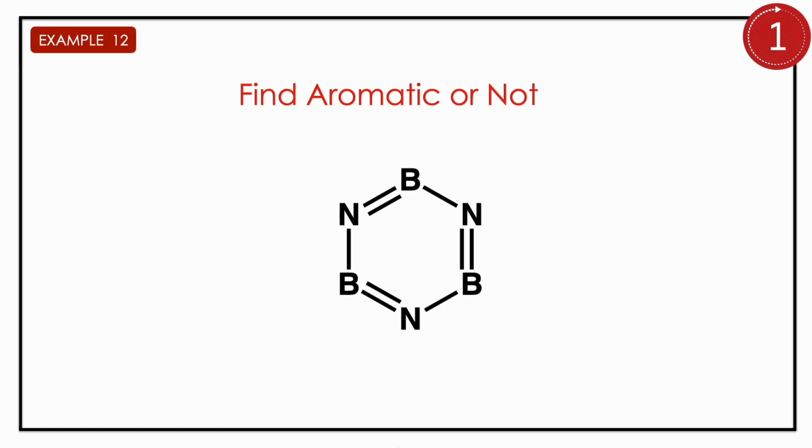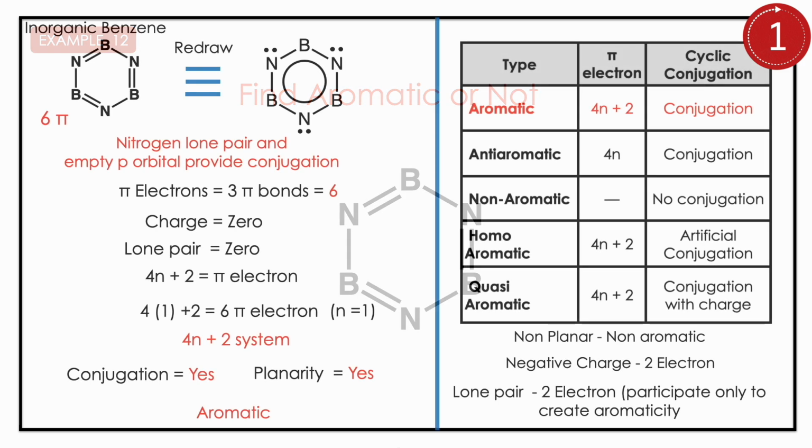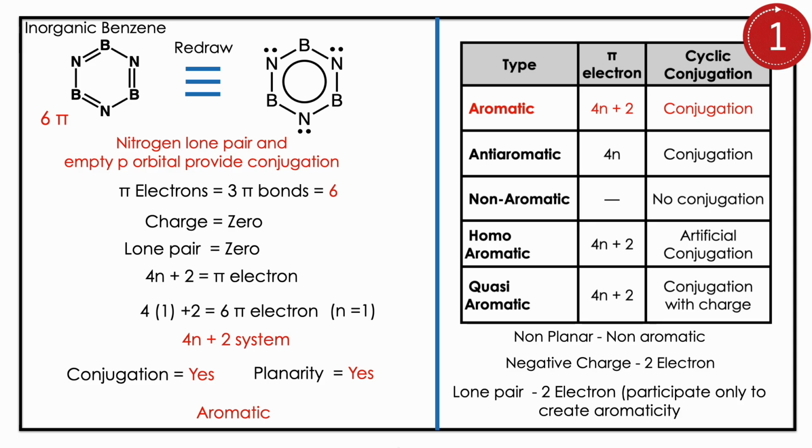Then the next example, you have borazine, which is the inorganic benzene. Boron and nitrogen are in alternate positions. You should find whether it is aromatic or not. It is called inorganic benzene. The reason is the nitrogen lone pair and empty p orbital are in conjugation. So it is like a cation-anion kind of situation.